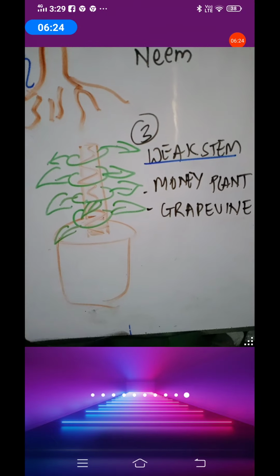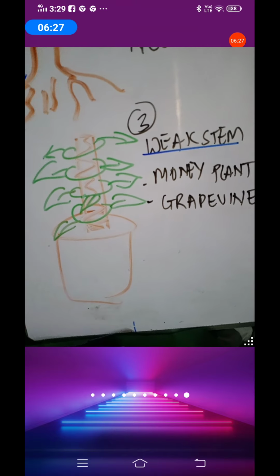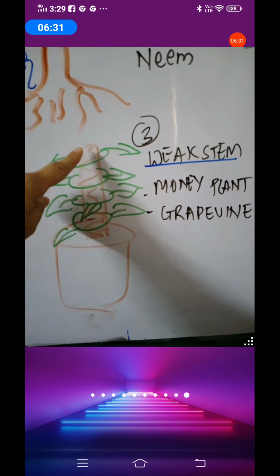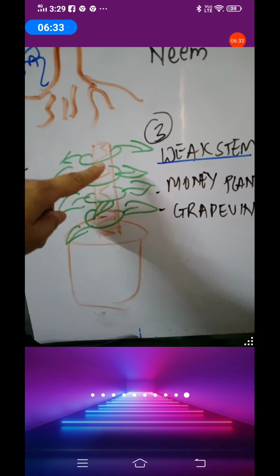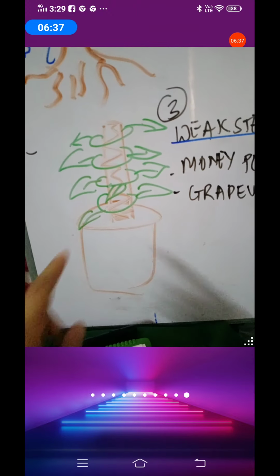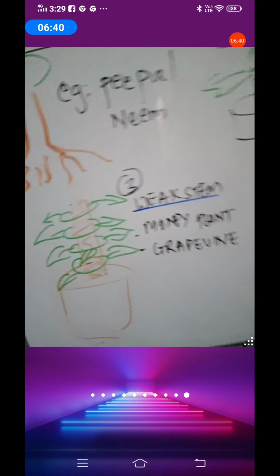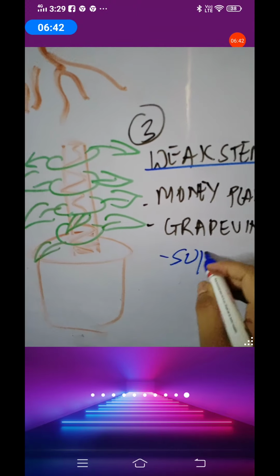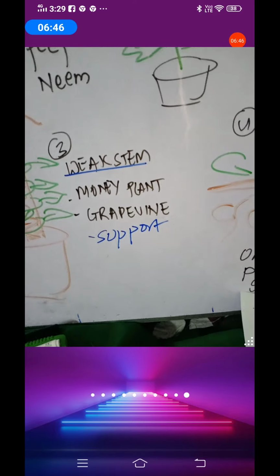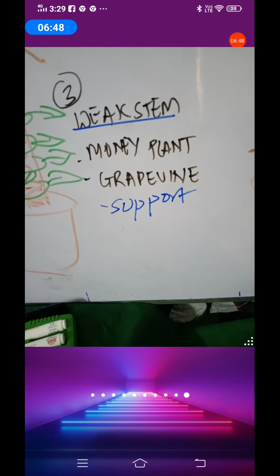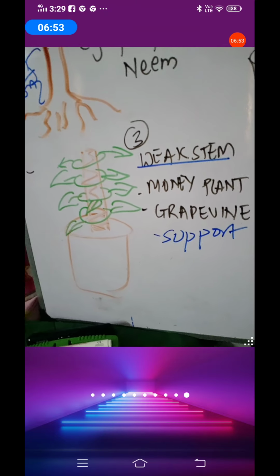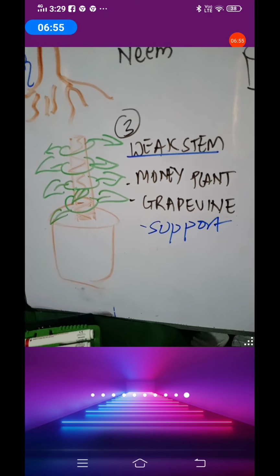Then comes weak stem. Have you ever seen a money plant? Money plant is so long, very long, but the stem is also weak, and that's why it needs support. Such stems need support. Example can be money plant or grapevine. Grapevine as in angur ki bel. So all these plants have weak stems.